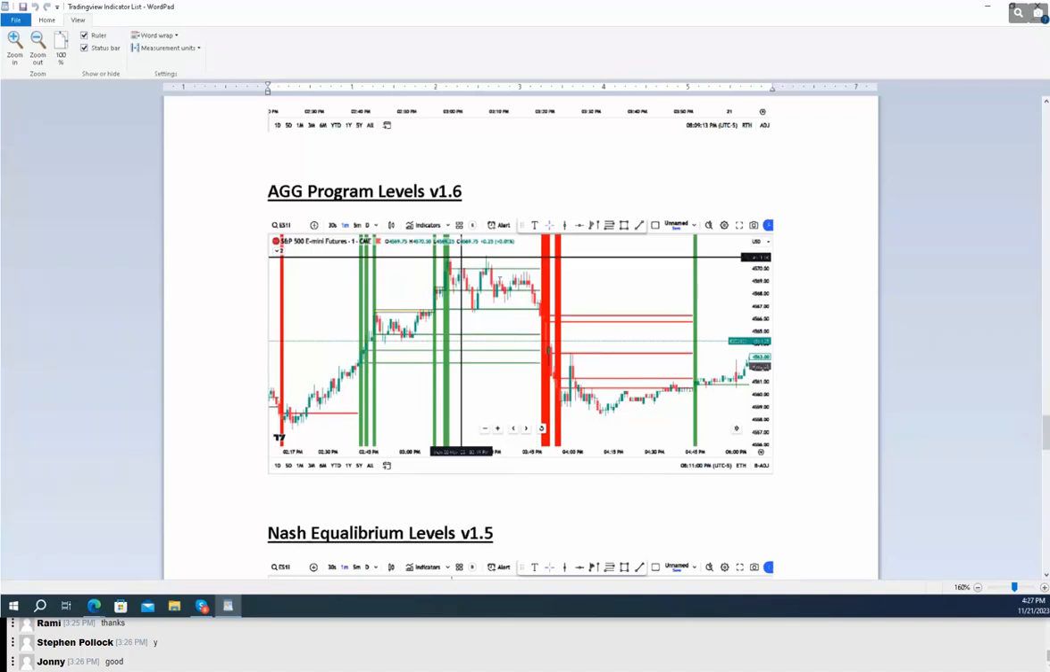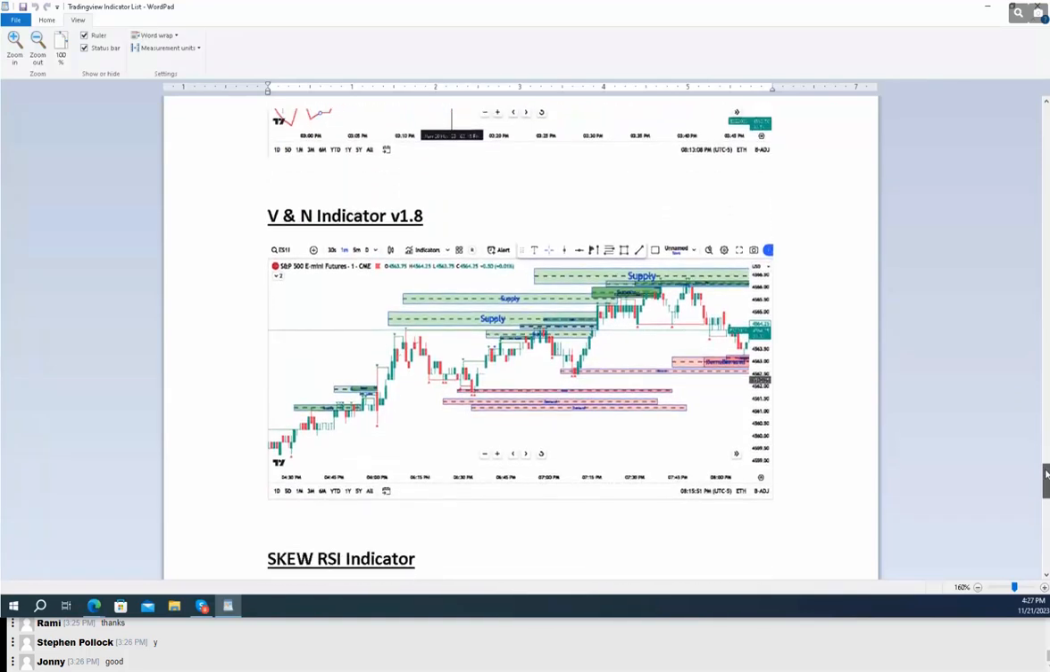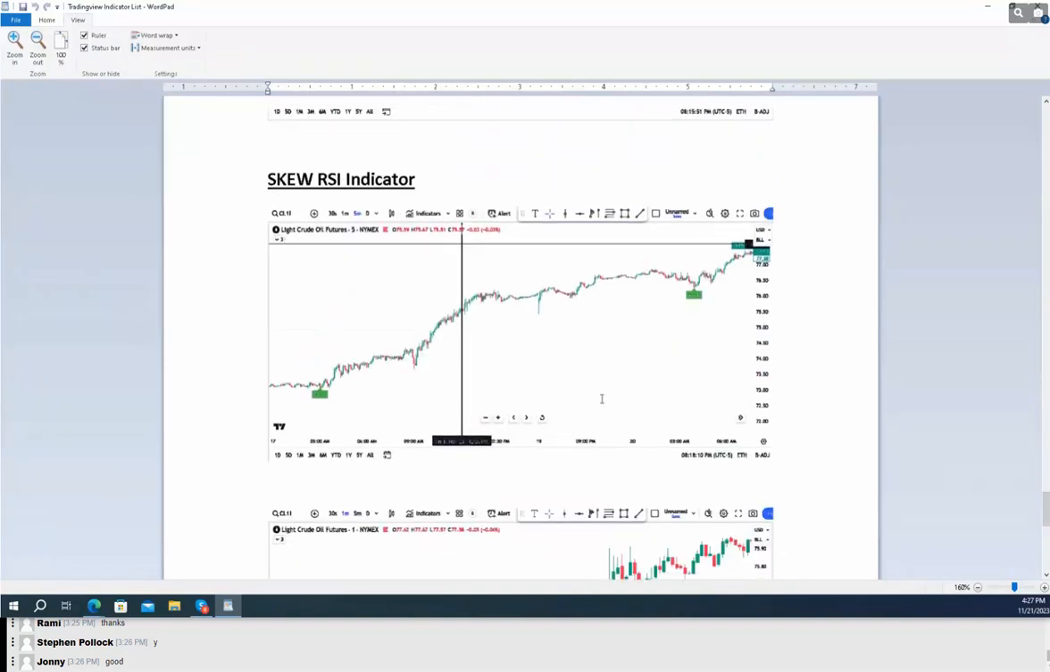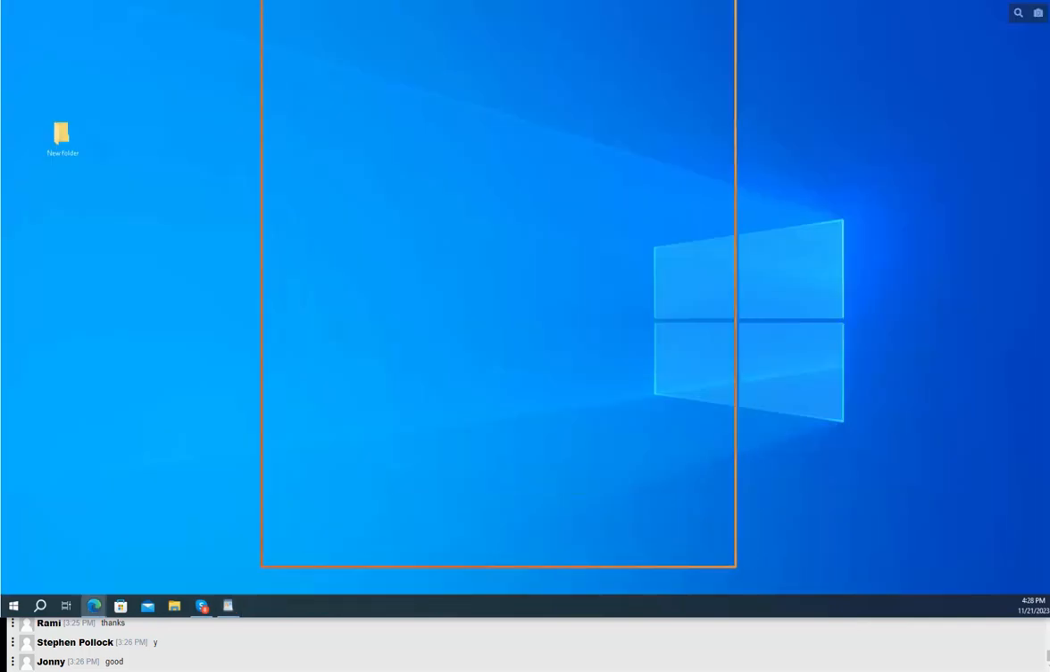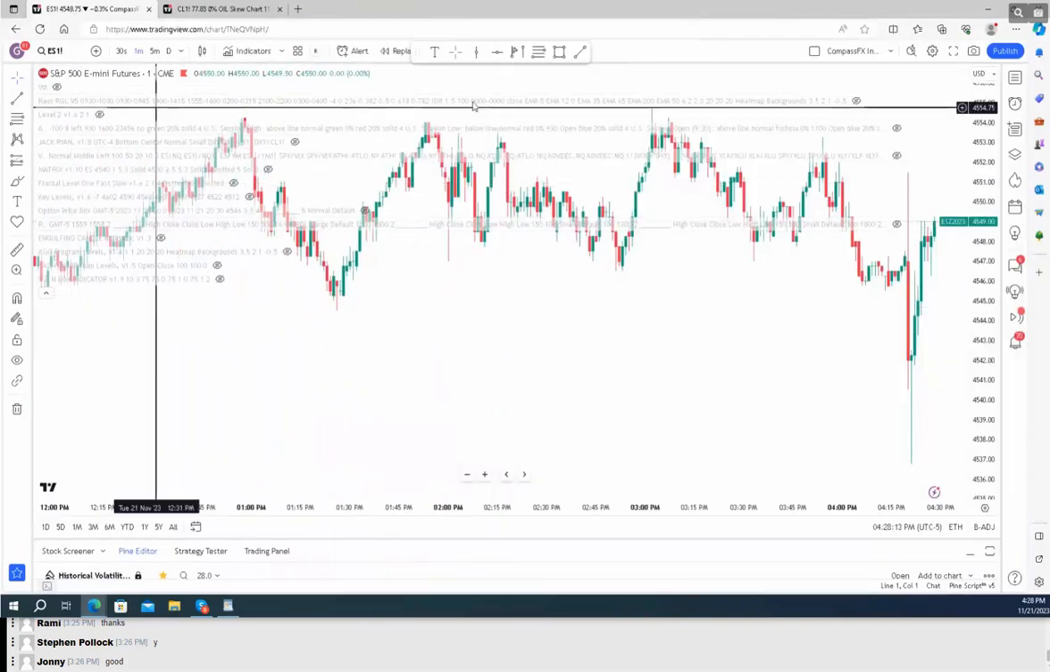The ag program levels, we'll go over that real quick, what that does. Nash equilibrium. Ray has shown that a couple of times, and I'll try and explain the concept behind that. Naturally, the VNN, which everybody's pretty much seen, and then the latest skew indicator. We'll talk about that at the end. All right, so what I'll try and do is move this out and get my chart in. And we'll take one by one, okay?